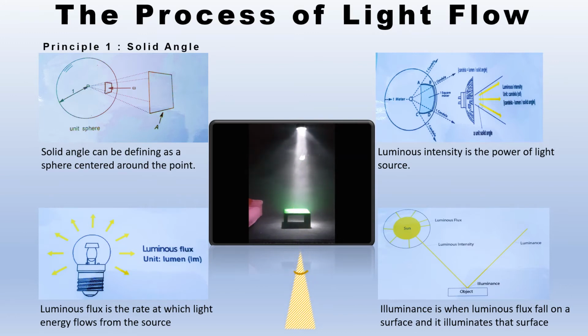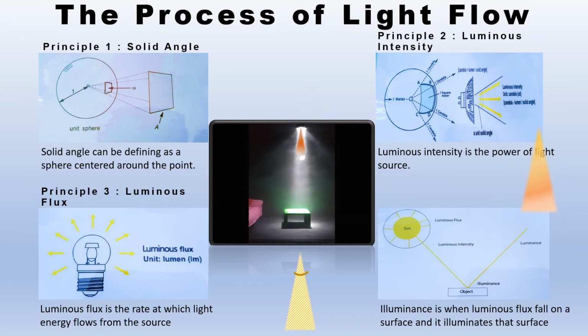Principle 2, luminous intensity. Luminous intensity is the power of a light source. Principle number 3, luminous flux. Luminous flux is the rate at which light energy flows from the source. And number 4, illuminance. Illuminance is when luminous flux falls on a surface and illuminates that surface.